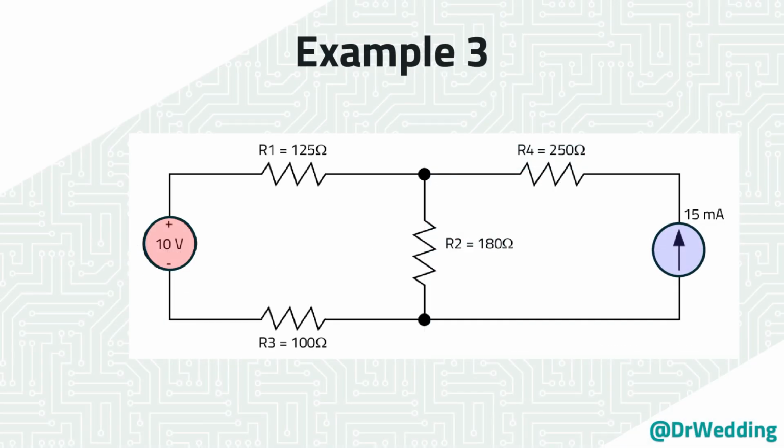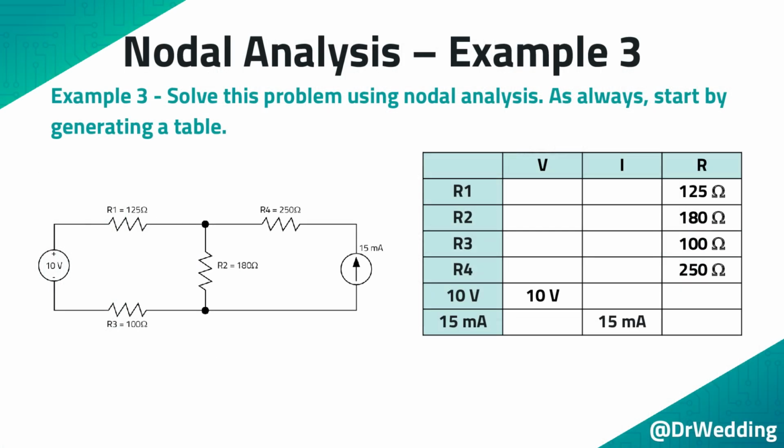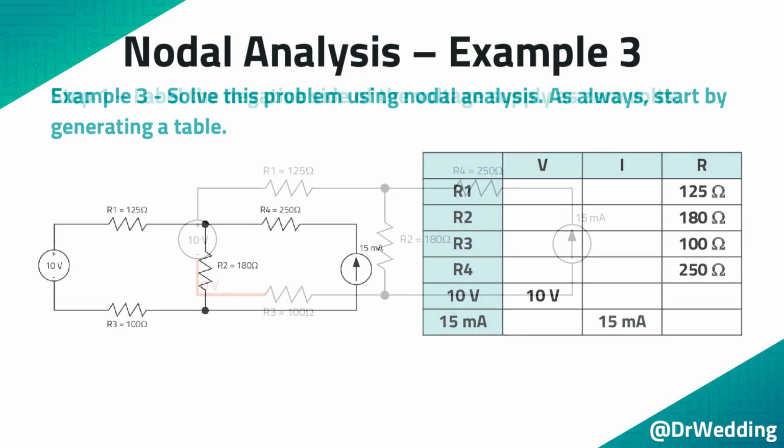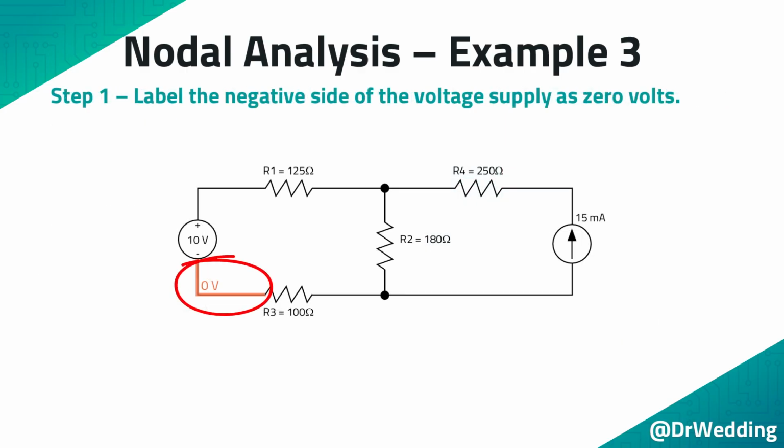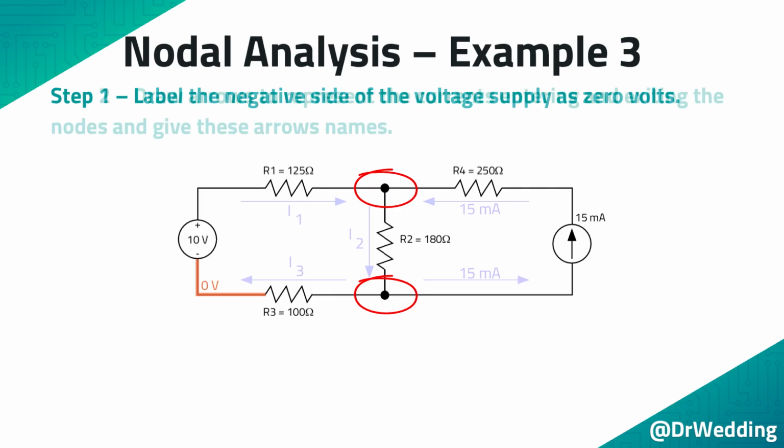The final example is a circuit with a voltage source and a current source. Solve this problem using nodal analysis. As always, start by generating a table. Step 1. Label the negative side of the voltage supply as 0 volts. This leaves 2 nodes that will require current arrows.